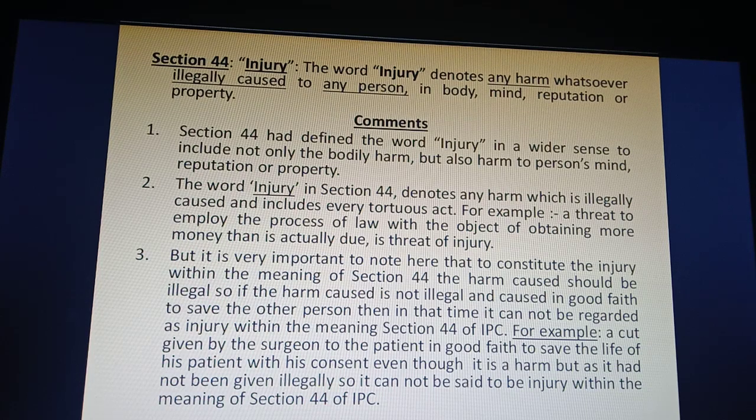For example, the surgeon has to cut the body of the patient to save his patient, and this cut is given by the surgeon to the patient in good faith to save the life of his patient, and it is given with his consent. Even though it is a harm, as it has not been given illegally, it cannot be said to be injury within the meaning of section 44 of IPC, and the said surgeon will not be liable for any type of injury.